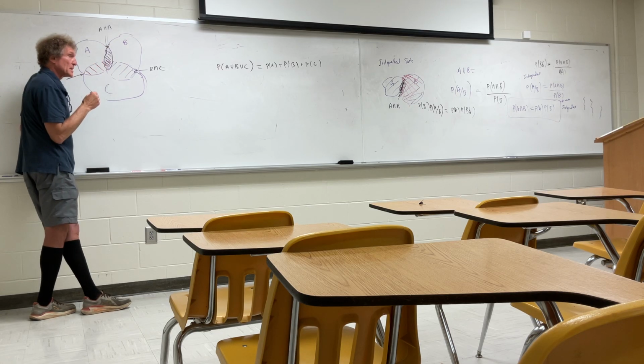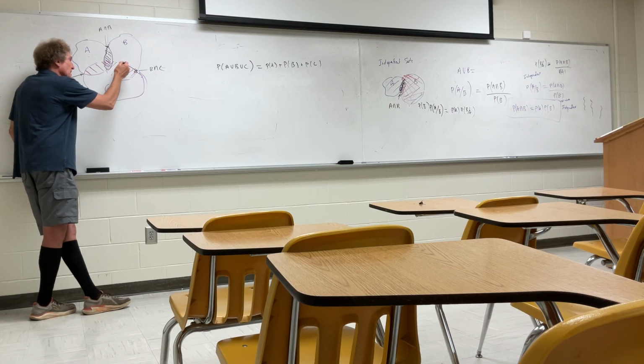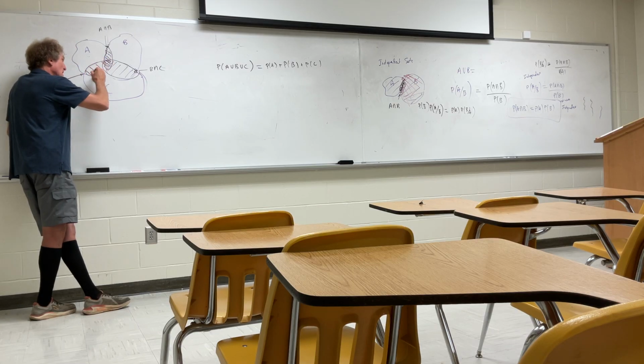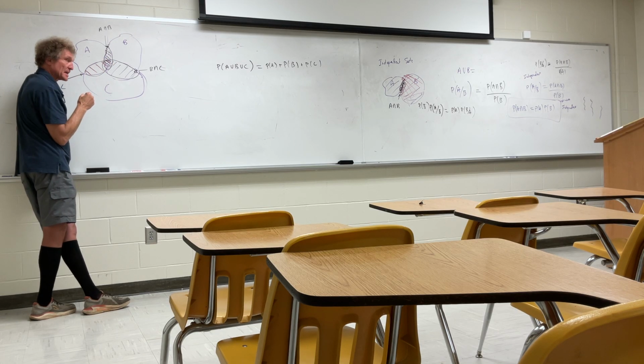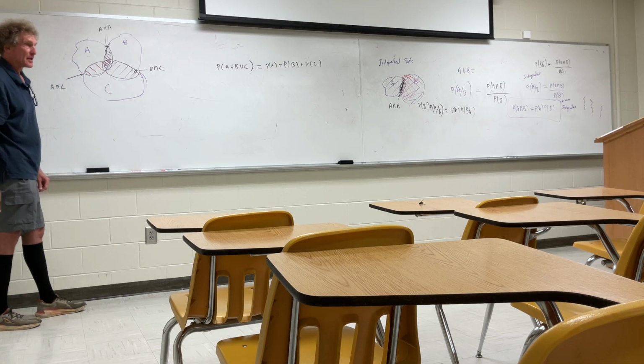That's going to be the probability of A intersect B. With me? Just as before. Then I'm going to remove this area, the probability of B intersect C, and then I remove this area, the probability of A intersect C. Everybody with me? Well, that's getting there, but what happened?